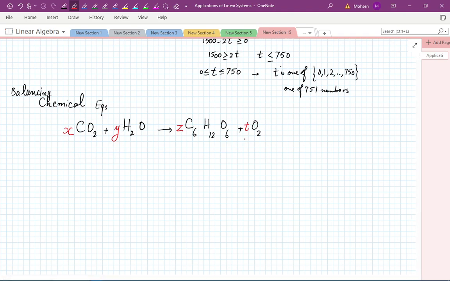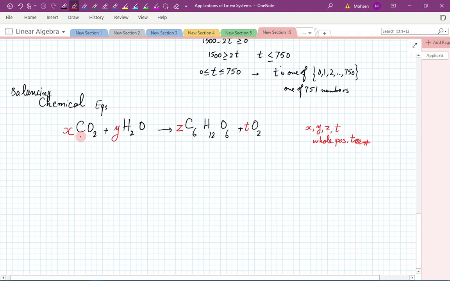Okay, whole positive numbers. Fractional numbers are frowned upon here, and you could justify that by tradition. They have to be whole numbers. So here are the restrictions: X, Y, Z, T are whole positive numbers, all positive numbers.